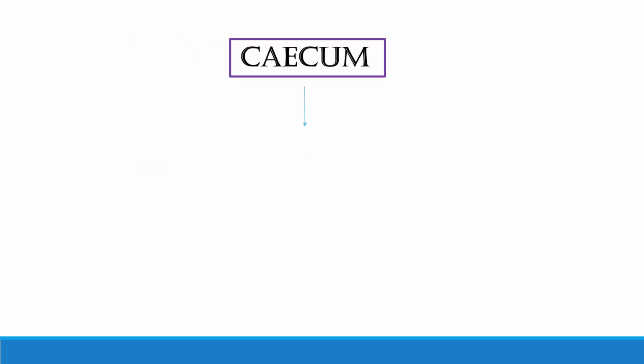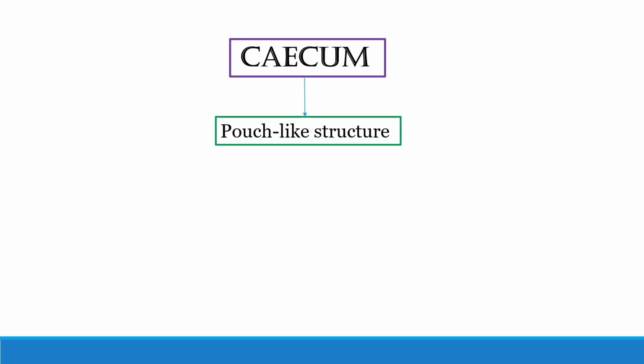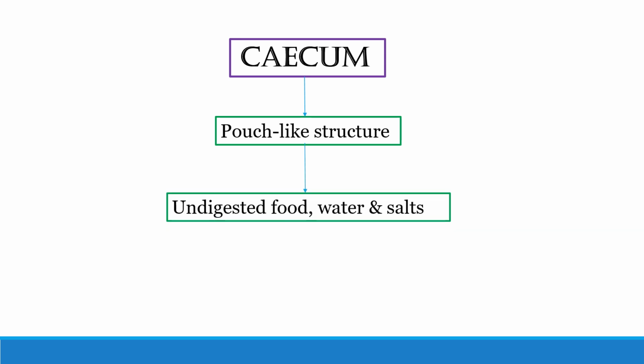So the initial part of the large intestine, the cecum, it is defined as a pouch-like structure or a blind sac-like ending. ठीक है, अब इसमें होता क्या है कि this is the content of this portion. Once all of the digestion and absorption has occurred in the small intestine, the undigested food, water and the other salts, they are going to enter this portion of the large intestine, where there may be some portion of absorption of the water and salts.